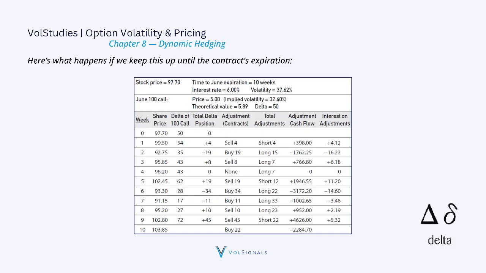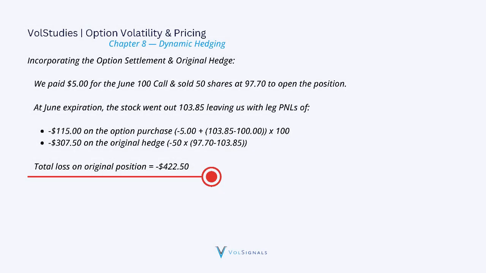This is important. Remember, this is given to us. This example was obviously created to deliver the output that we're seeing, but fundamentally it illustrates the point that we'll make next. As we start to wrap up the example, we need to take into account the original hedge and the option settlement as well, right?